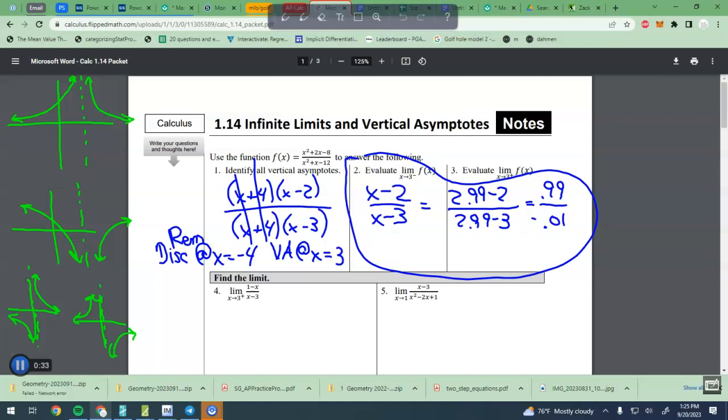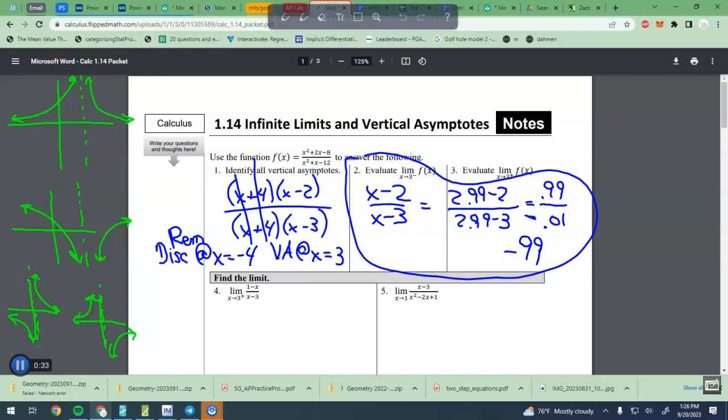Go ahead and type that into your calculator. Or, I don't know, you can probably do it now. What's 0.99 divided by 0.01? No, we're negative actually. It's negative 99, isn't it? Yes. Agree? So the idea is that the x value is going to get closer and closer to 3.